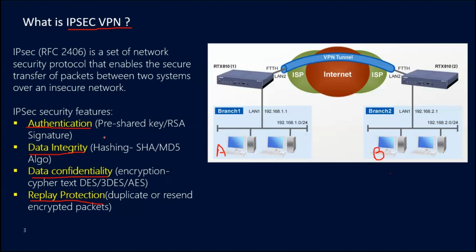So in the data integrity, hashing would come. What is data integrity? We provide the data integrity with the help of the hashing. In the hashing, we have two types. We can do the hashing with the help of SHA, or we can do it with the help of MD5 also.